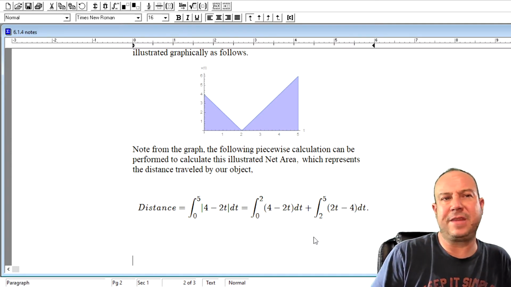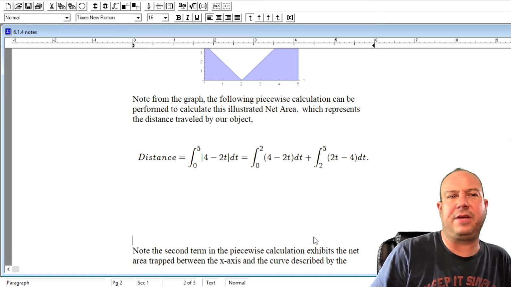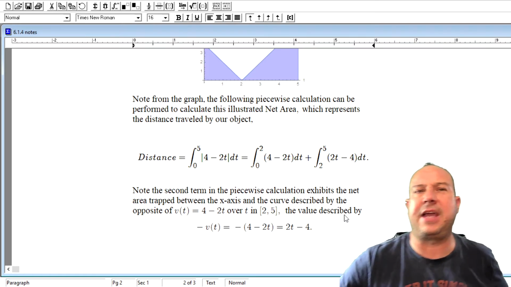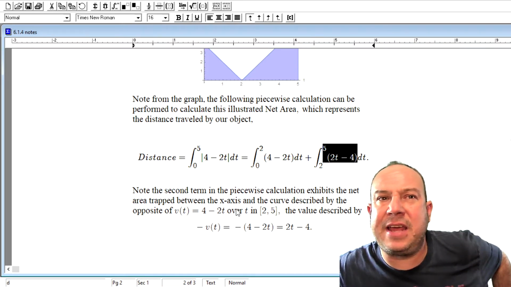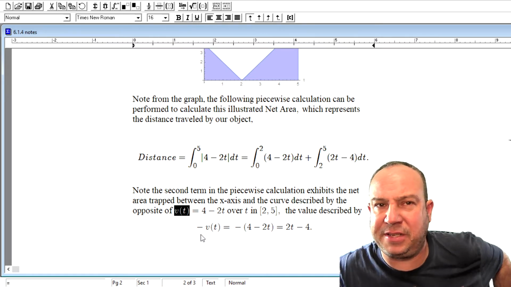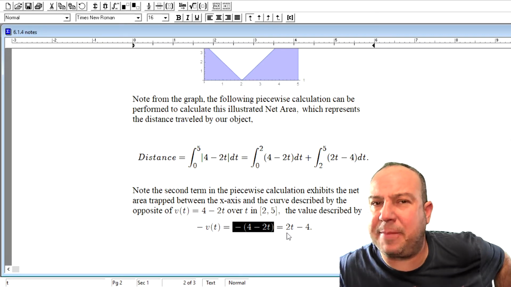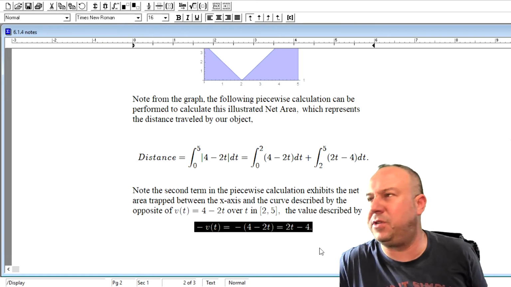All right? I do make note of that opposite behavior here. All right? Note the second term in the piecewise calculation exhibits the net area trapped between the x-axis and the curve described by the opposite of 4 minus 2t. The value given by the opposite of 4 minus 2t is 2t minus 4.